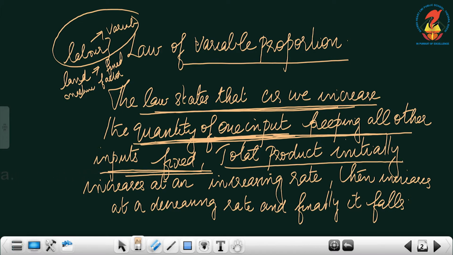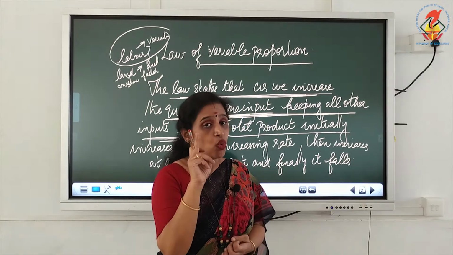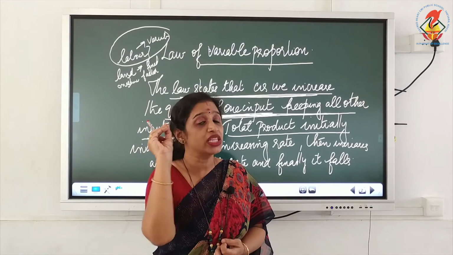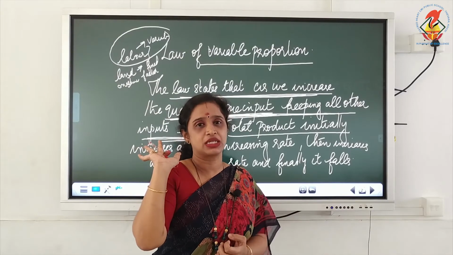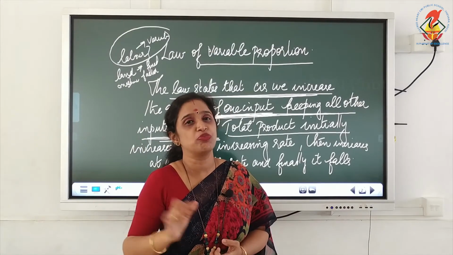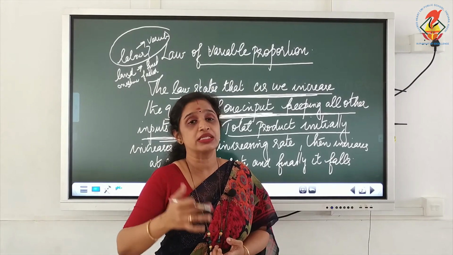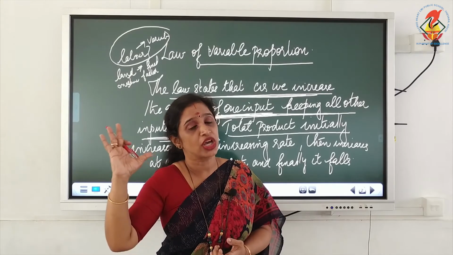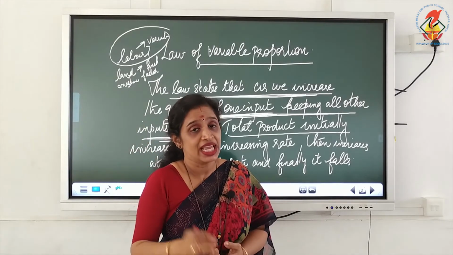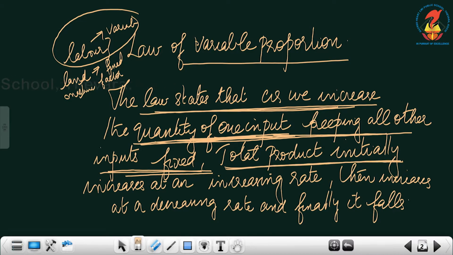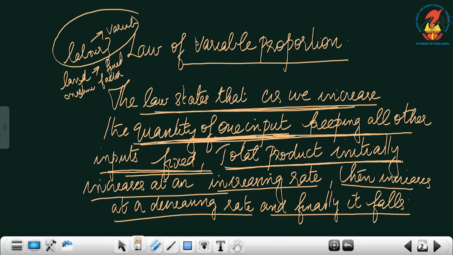This is a situation where all other factors are kept constant and only one variable input is changed. The fixed factors like machines and land are kept constant. Which is the only factor that we are going to change here? Labor. We keep increasing the quantity of labor and keep all other factors constant. In that situation, what happens to total productivity? The total productivity initially increases at an increasing rate, then increases at a decreasing rate, and finally it falls.